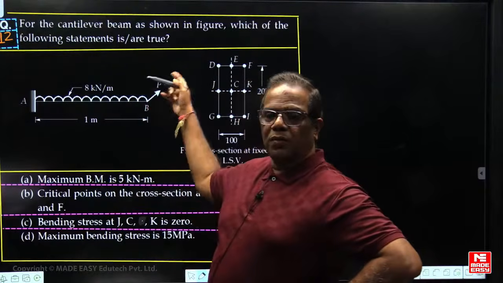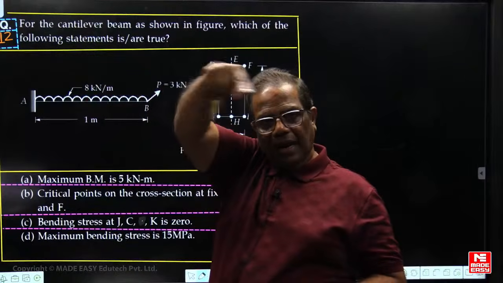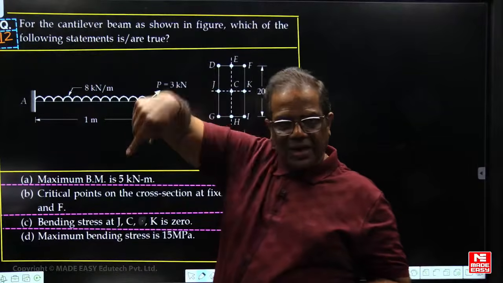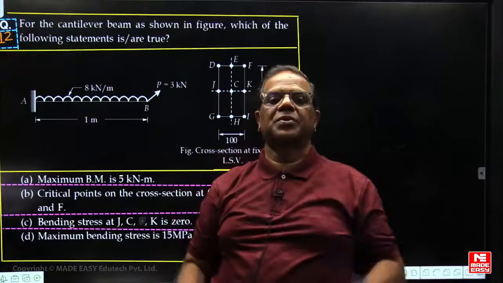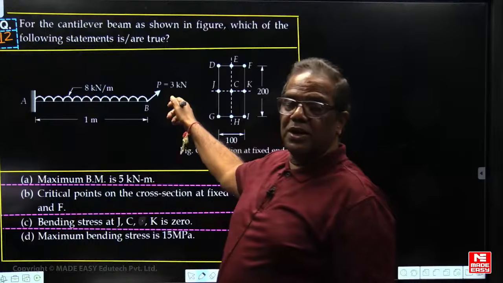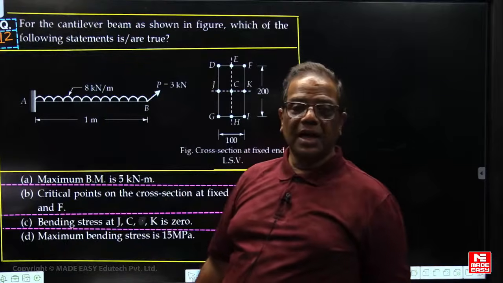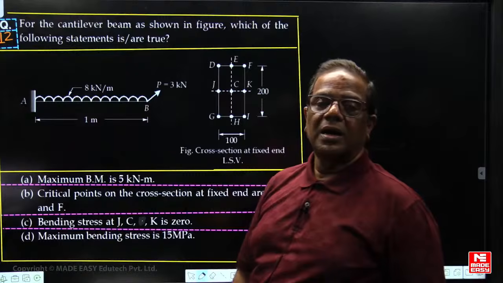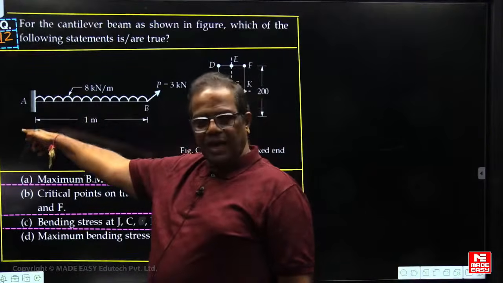And due to this load, what now? This load is going inward. It will give a moment in which direction? Anti-clockwise. Then the moment reaction is clockwise. The backside contraction is positive. So due to this P, you are going to get a positive triangle, and due to UDL, you are going to get a negative parabola. So the bending moment is maximum at A.